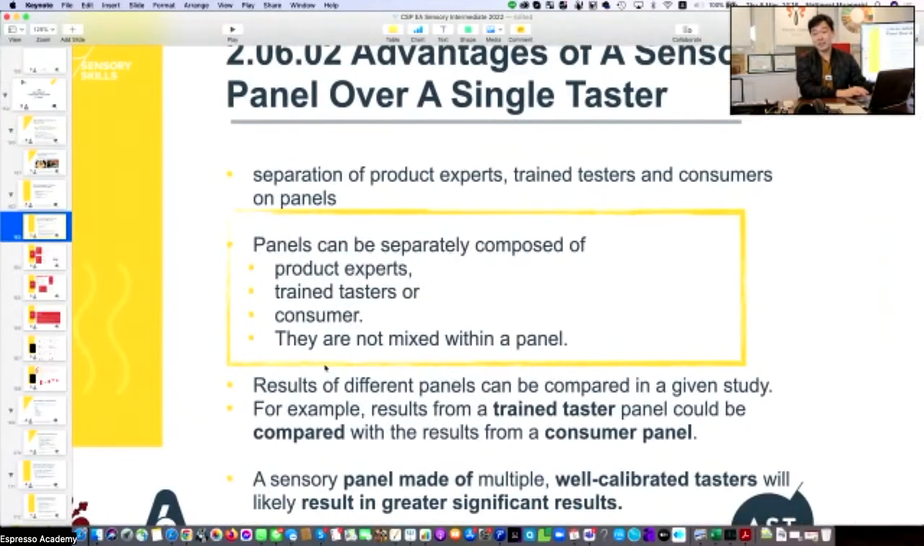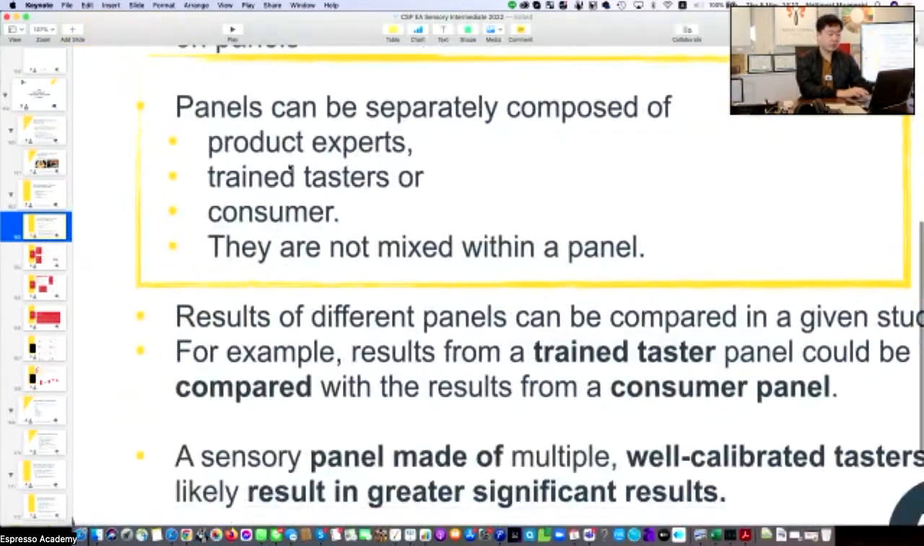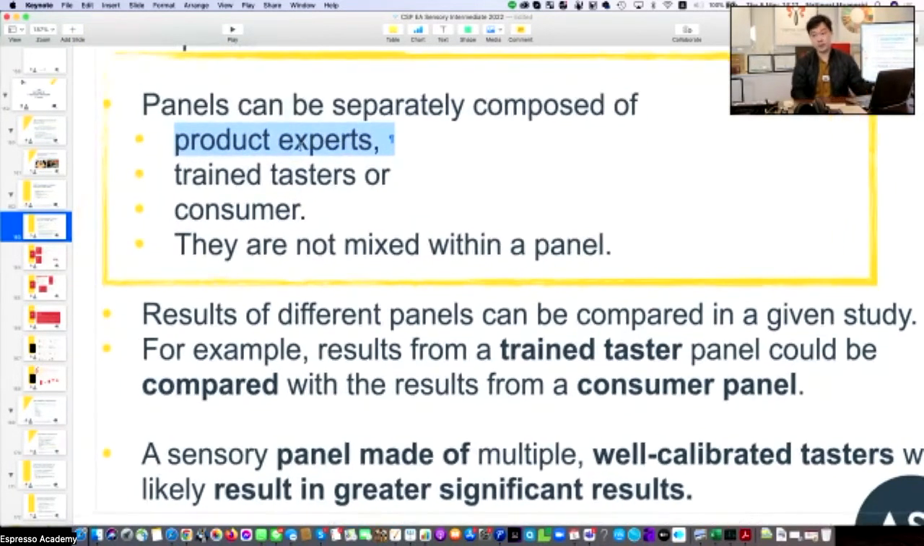But there are different types of panel. For example, when we do a Q grading class, that's a Q grader. So that would be like a product expert. We are experts in coffee. So we are product experts. But as mentioned, by the time next week, you guys will be trained testers. You'll be trained how to test the coffee. So that is one level. And another level is consumer, which is your local customer, whether drinking coffee, or the farmer, who can be a consumer as well, okay? They are not mixed within a panel.